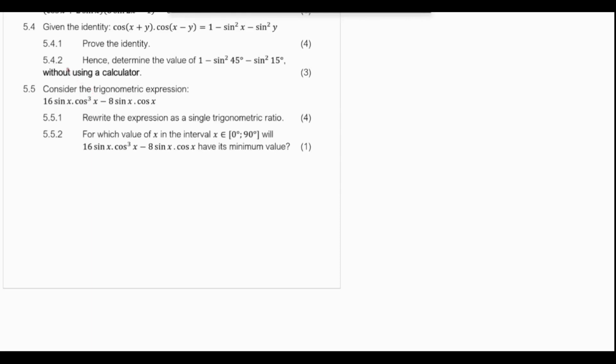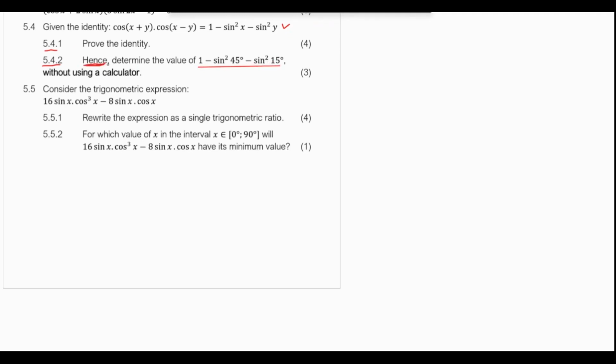Welcome back. Let's do question 5.4.2. Given the identity cos(x + y) times cos(x − y) is equal to 1 minus sine squared x minus sine squared y. In question 5.4.1, we managed to prove this. Now the question says, hence, determine the value of 1 minus sine squared 45 degrees minus sine squared 15 degrees.